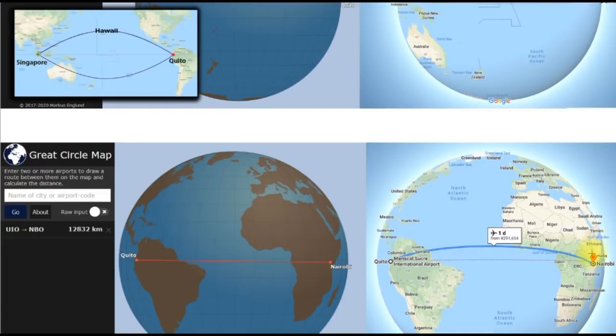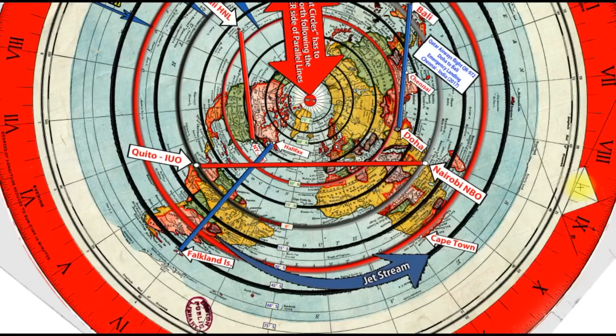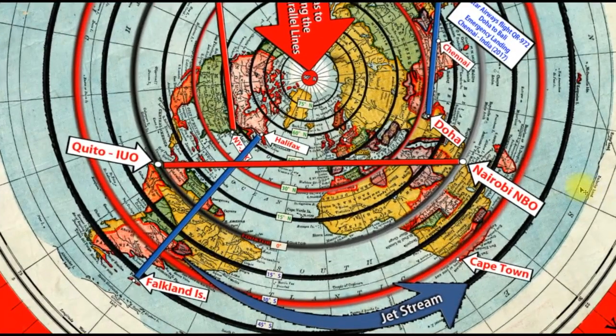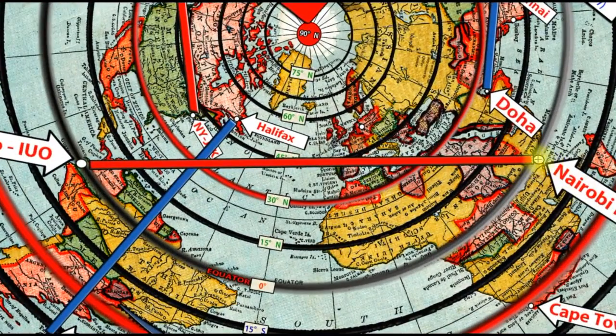But again, although they posted here a line connecting Singapore to Quito arcing south, in real life, it cannot be so. When we look at the flat Earth map, we understand why. Here's Nairobi, Kenya. This gray line here is the equator, 0 degrees, and Quito. That's what they call the great circle route. It's a straight line connecting these two cities.